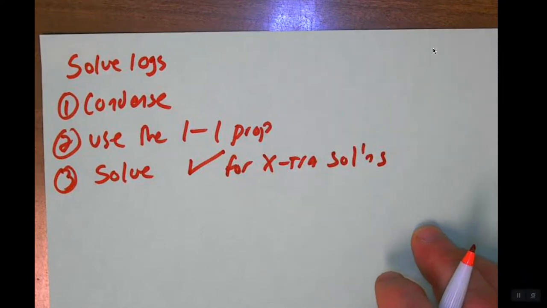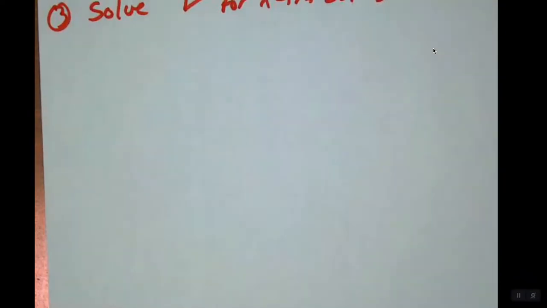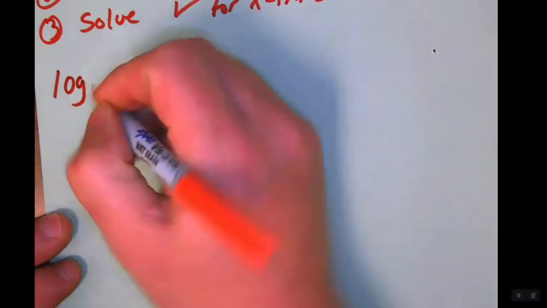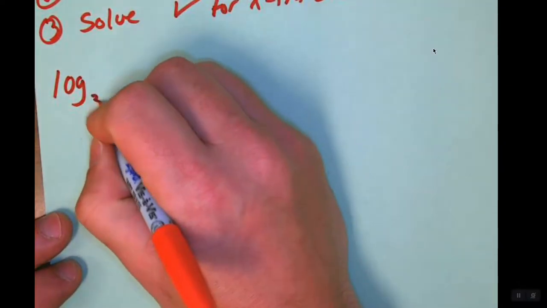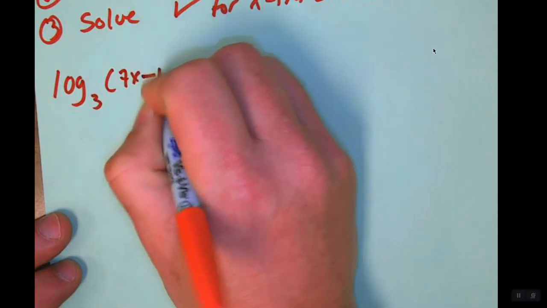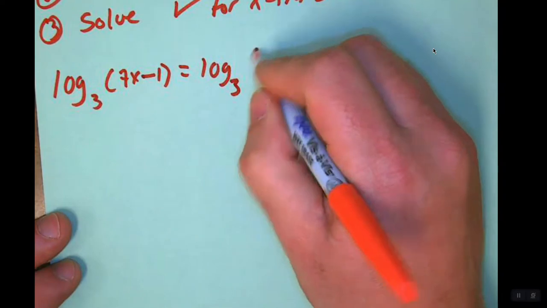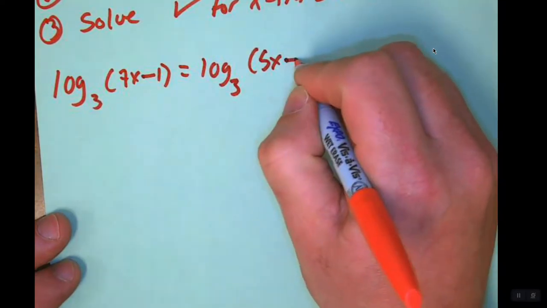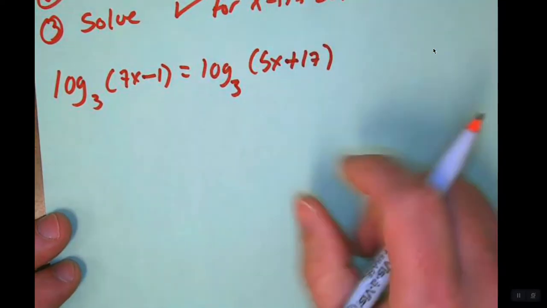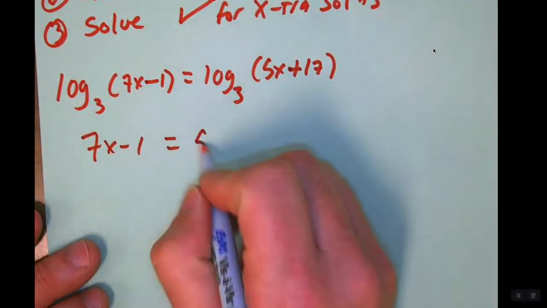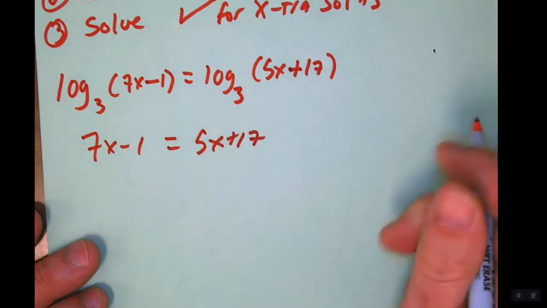Okay, so here we go. Let's try some, and this is also in your packet. So what happens when you have the same type of base? So we got log base 3 of 7x minus 1 equals log base 3 of 5x plus 17. You see that they have the same bases? Just knock them out. So you get 7x minus 1 equals 5x plus 17. And you can solve that.